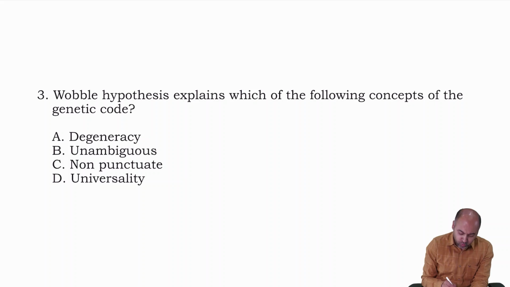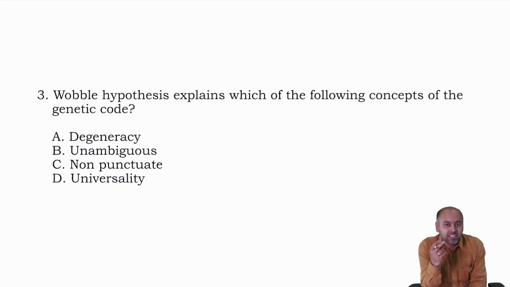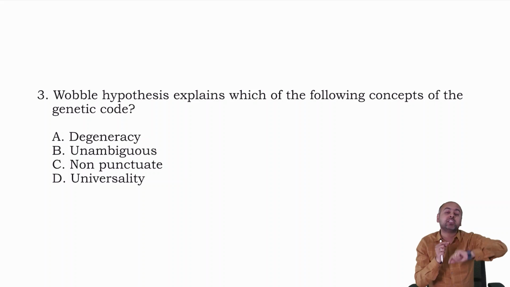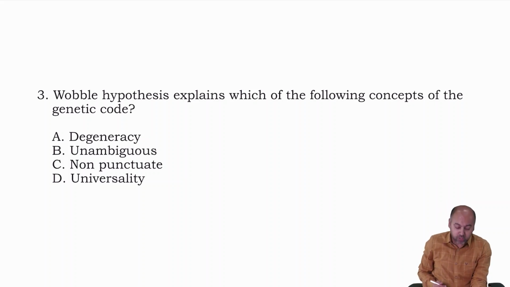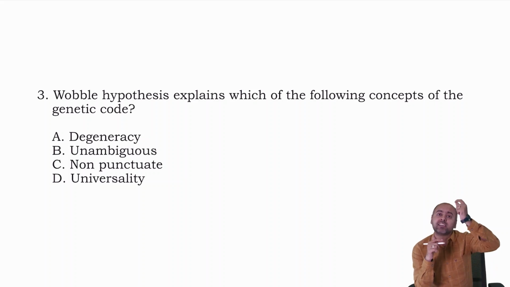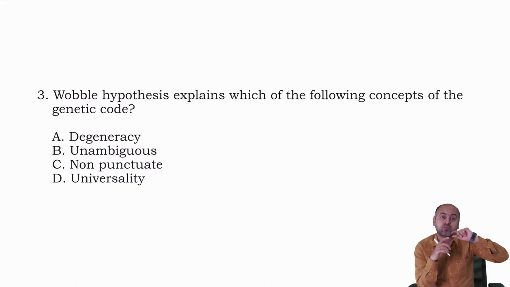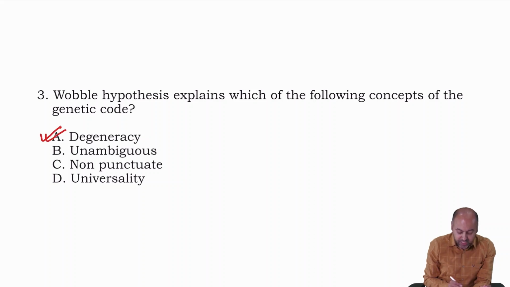Okay, so the Wobble hypothesis, what does it say? At the third position on the codon, the interaction with the anticodon is flexible. The same nucleotide on the anticodon is able to interact with two different nucleotides on the codon. Because of this, the tRNA is attaching one amino acid, but now it is able to interact with two different codons. So for the same amino acid, we have multiple codons. This is the property of degeneracy.